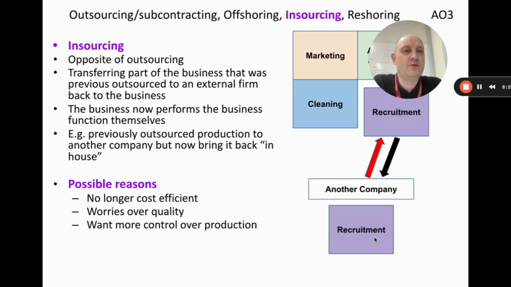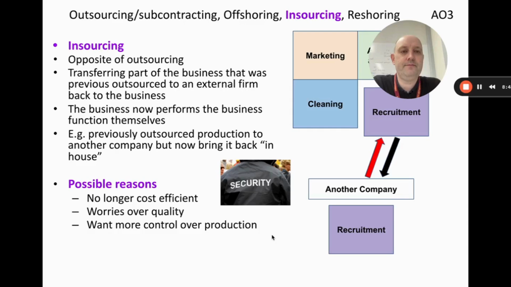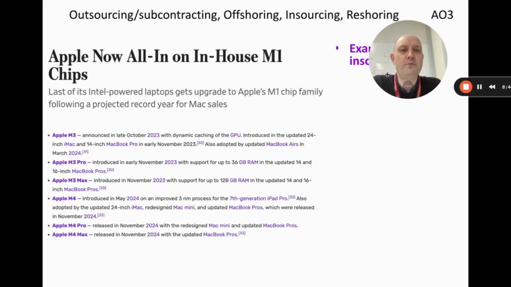Maybe there's worries over quality. So maybe the recruitment company is hiring staff, but they're not doing a very good job. Now, one of those reasons might be that they don't know our company. So therefore, if we do it ourselves, we might be able to control and make sure that the quality is good. This is not always the case, but it's one possible reason. And again, maybe we want to have more control over the production process.